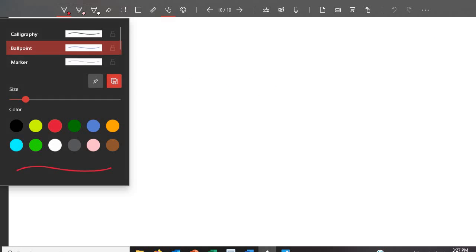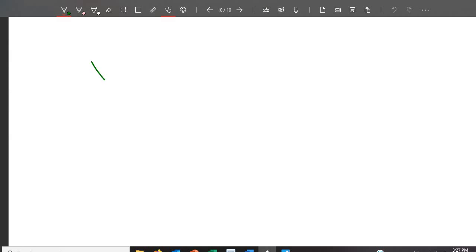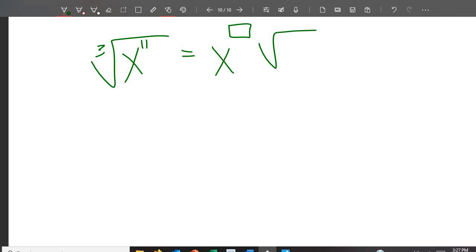But let's do some cubed roots. Let's say I had the cubed root of x to the 11th. Well, I can't divide 11 by 3 evenly, so I'm going to have some x's on the outside, and I'm going to have some x's on the inside. And this is a cubed root. Don't forget to put the little index there.